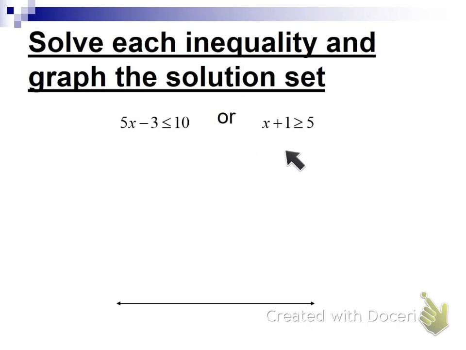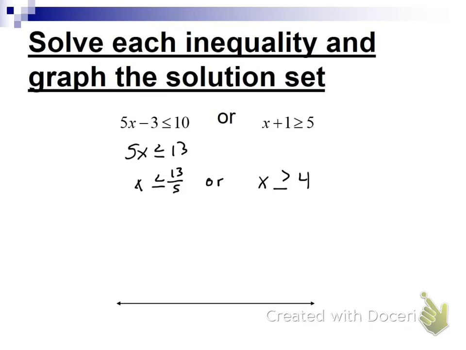So we're just going to solve these separately. Here we go. We're going to add 3, so 5x is less than or equal to 13. So x is less than or equal to 13 fifths. Everybody agree with that? And over here on the right, we have this or x is greater than or equal to 4. Okay. Now, let's make sure we establish this. 13 fifths is what? 2 and 3 fifths.